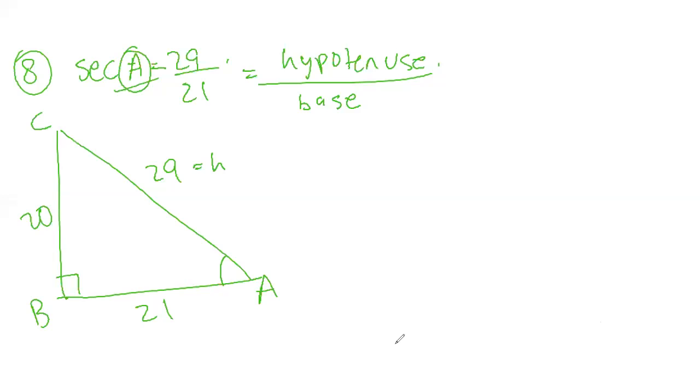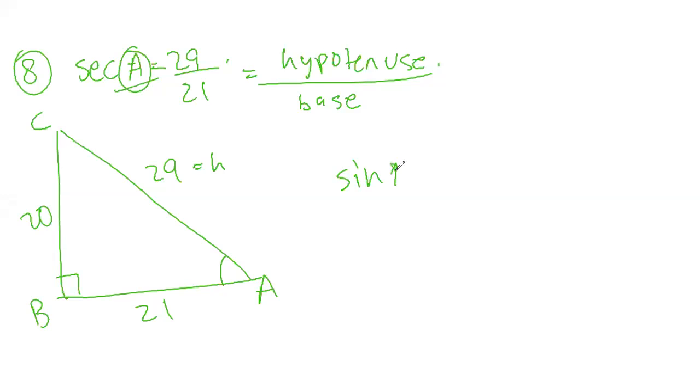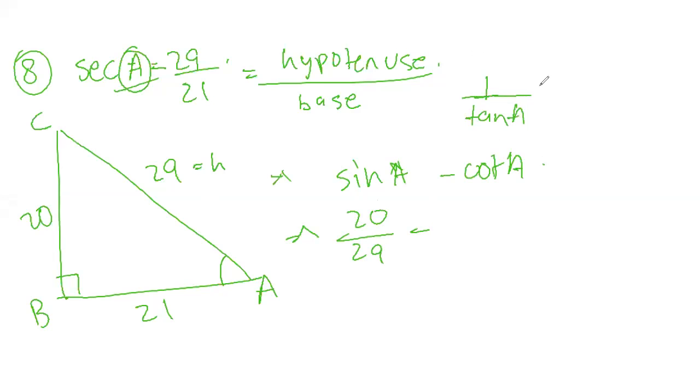The eighth question's final statement tells us to evaluate sin A minus cot A. Okay. So sin A basically means that with respect to angle A, the perpendicular upon hypotenuse, that is 20 by 29, minus cot A. Now basically cot A is the reciprocal, so 1 upon tan A is equal to cot A.